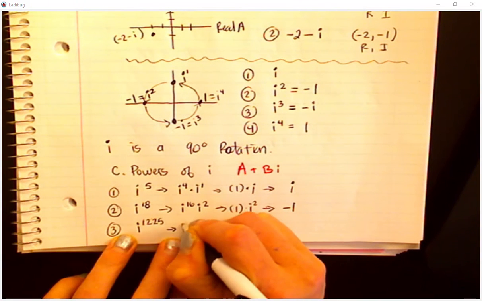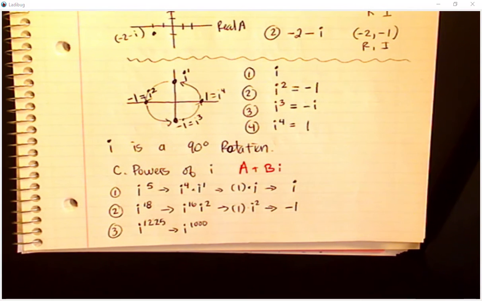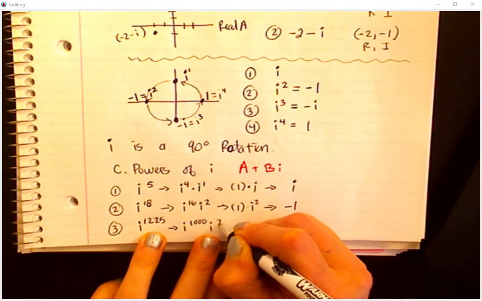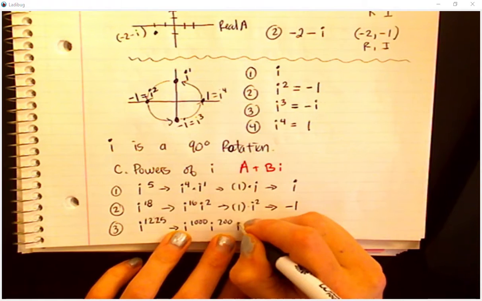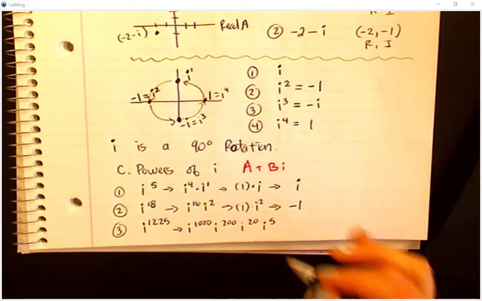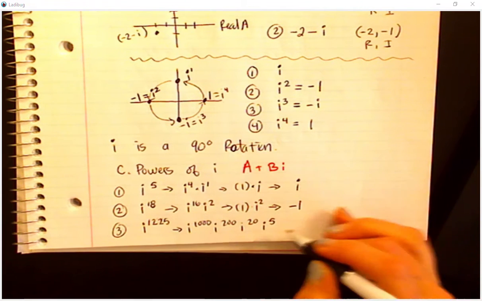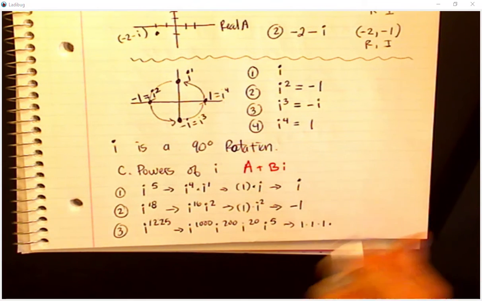Okay? i to the 1,000. 1,000 is a multiple of 4. It's just 250, 250, 250, 250. 200 is a multiple of 4. I'm trying to take out my multiples of 4. I'm just starting with the thousands place. Okay, what else is a multiple of 4? 20. What's left? Just 5. Gives me 1 times 1 times 1. Oh, okay, i to the 5th.